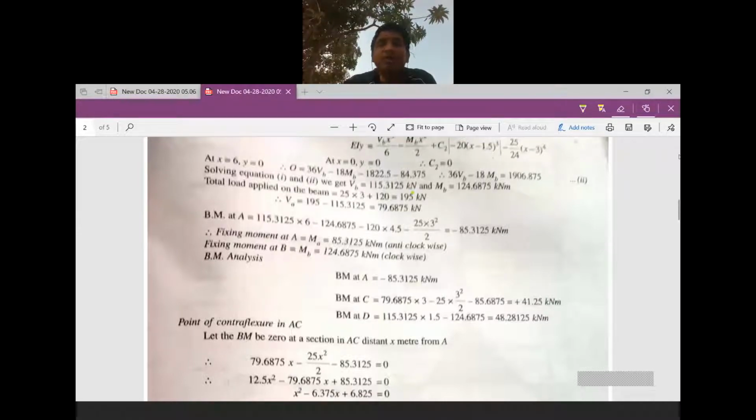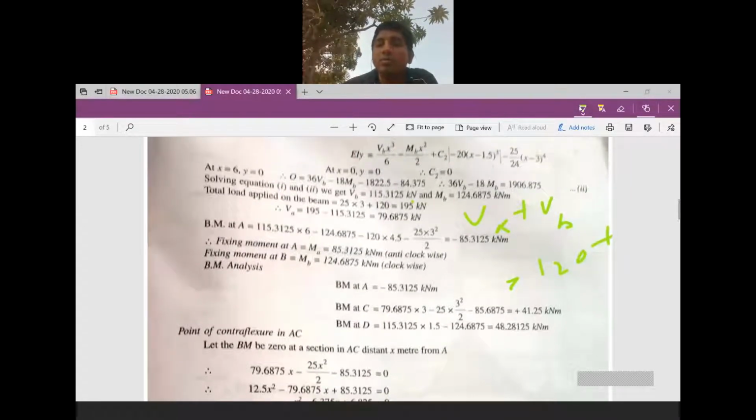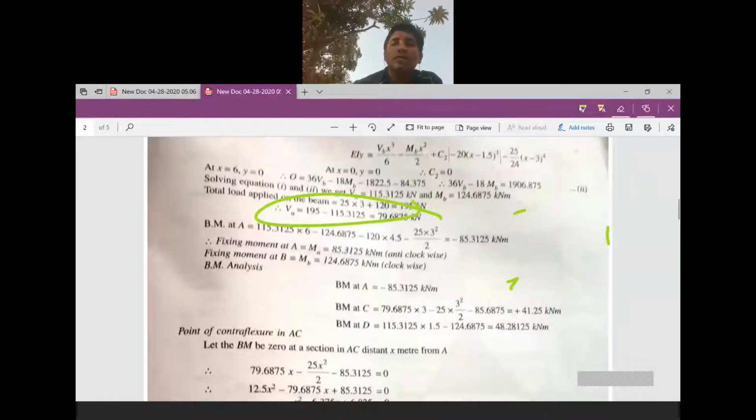After that, here you are calculating upward forces equal to downward forces. What are the total loads here? The vertical loads are VA plus VB equal to 120 plus 25 into 3. These are the total loads you have. VA plus VB is equal to 25 into 3 plus 120, it is 195. VA is equal to 195 minus VB. Here you will get a value of VA. You have calculated the value of VA and VB. Then you will calculate the value of MA.